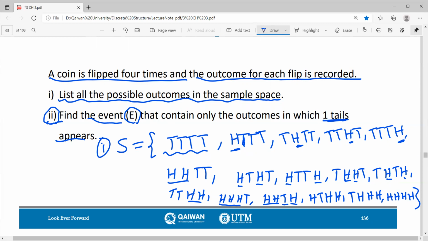We don't write down the probability. We just write down all the possible outcomes in which one of them is tail. Where do you take this? We take it from the sample space. We take all the events from the sample space. In the sample space, we choose all of them which have only one tail.